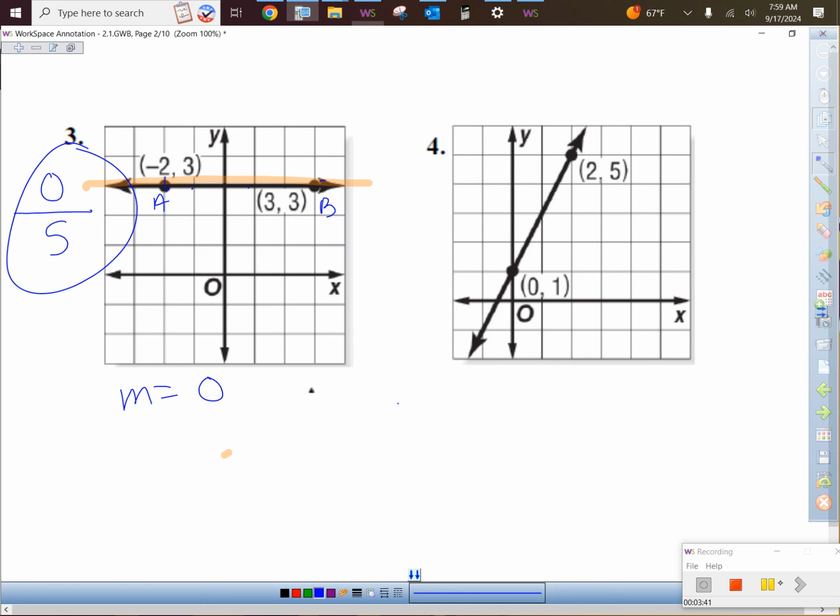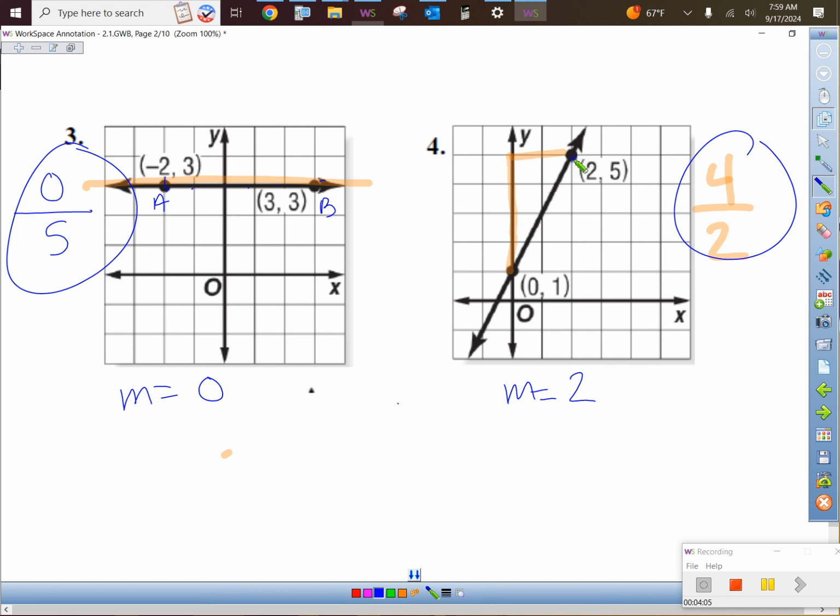Count rise over run. I counted a rise of 4 and a run of 2. Is that okay with you? So then, does that reduce at all? To what? 2? What I haven't shown is you could have gone the other way. See, I took this orange path right here. I could have started here and gone down 1, 2, 3, 4. I could have gone down 4 and then to the left 2.